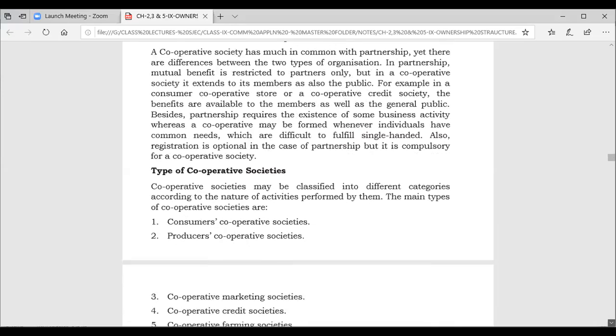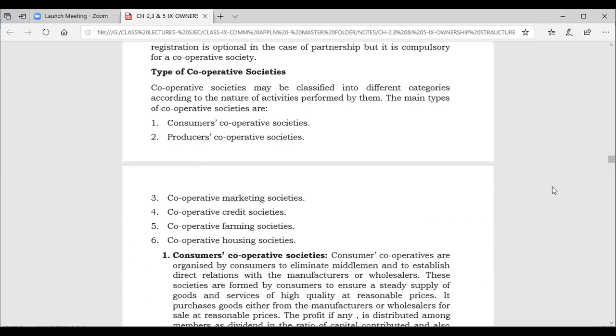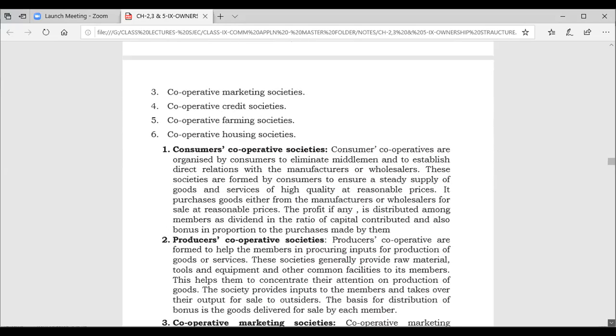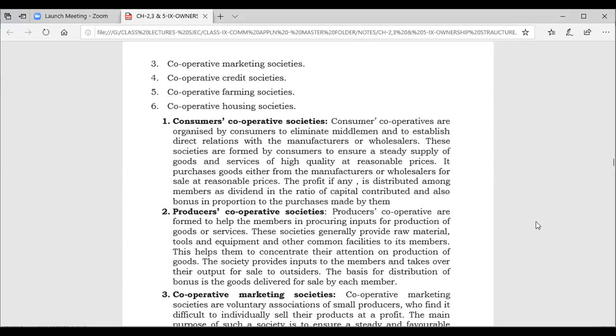This type of society may be classified into different categories. There are so many types of cooperative societies. One is consumers cooperative society. What does it mean? Let's discuss one by one. Consumer cooperatives are organized by consumers to eliminate middlemen and to establish direct relation with the manufacturers or wholesalers. What they do? This type of cooperative societies are formed by the consumers. The intention is to eliminate the middleman.